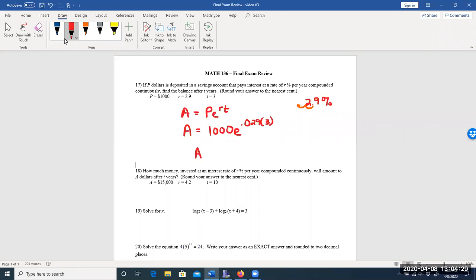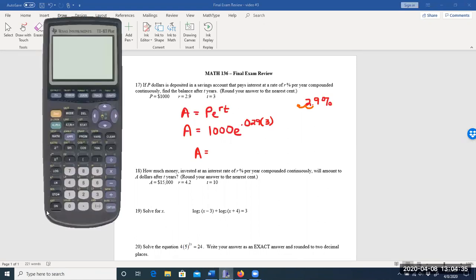To compute this, I'm going to use my calculator. I have a graphing calculator, which we do not want you to use, but I promise I won't use any function that your scientific calculator would not have. So everything I'm going to do, your scientific calculator would be able to do as well. So I'm going to type in 1,000. And then get my E.